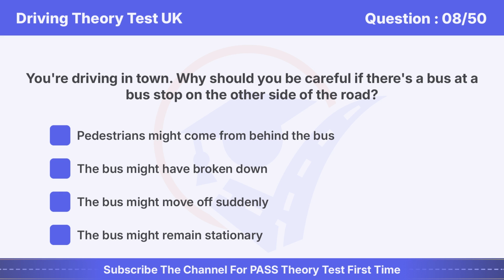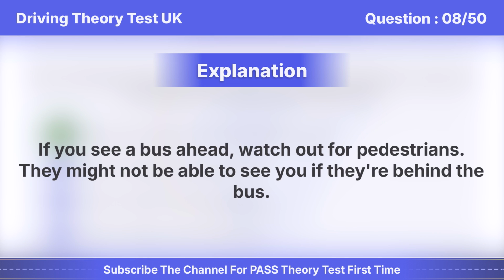Question 8. You're driving in town. Why should you be careful if there's a bus at a bus stop on the other side of the road? Answer is A. Pedestrians might come from behind the bus. If you see a bus ahead, watch out for pedestrians. They might not be able to see you if they're behind the bus.